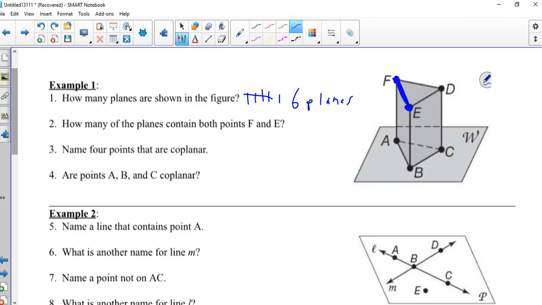Well, so we're looking for the planes that contain both of those points. Well, this top triangle does, and this side does. This bottom plane definitely does not. The back plane only has F, and the front plane only has E. So we have 2 planes.